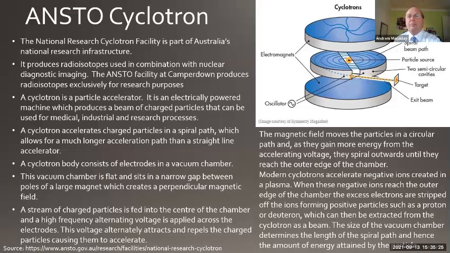So you could see that as the oscillator attracts and repels the particles, each time it goes past the oscillator, those charged particles accelerate, and because they're accelerating, they then move to a larger radius until they get to a point where they exit the cyclotron as an exit beam and hit the target.